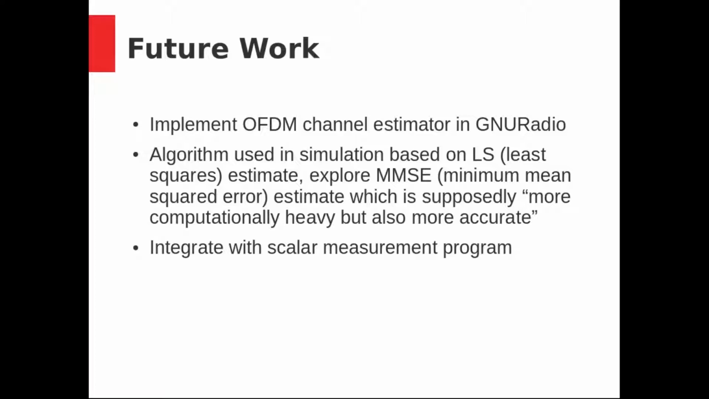The program I ran there was using the least squares estimate. I've heard that the minimum mean squared error estimate is more accurate, but also harder to compute. So I want to read about that and see if that's feasible. And I also want to integrate this with my scalar measurement system.